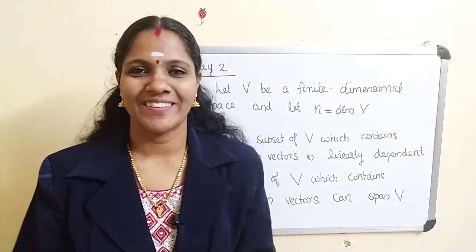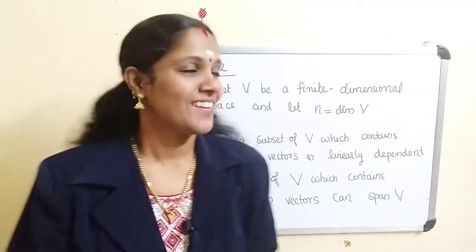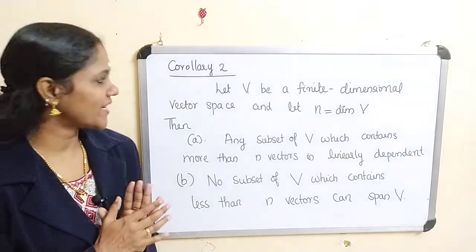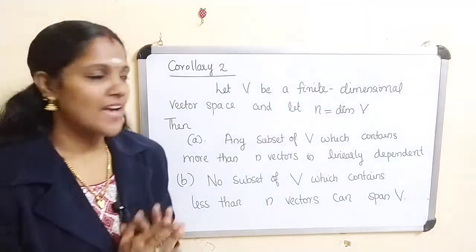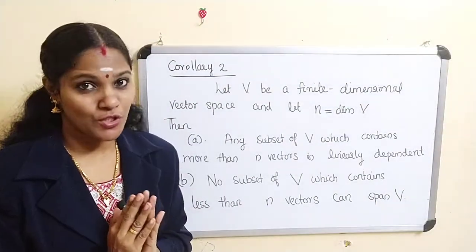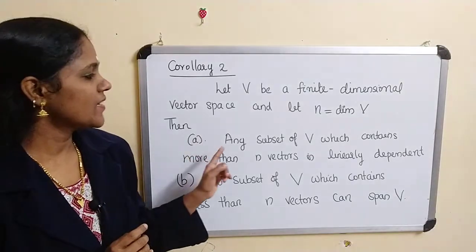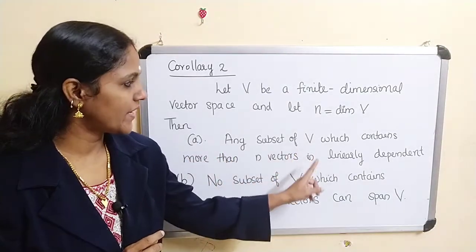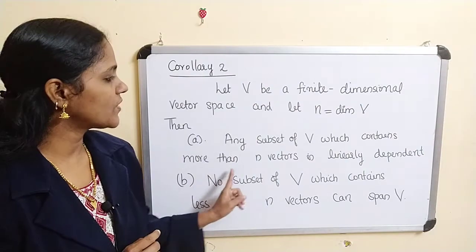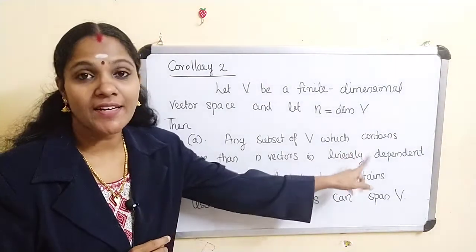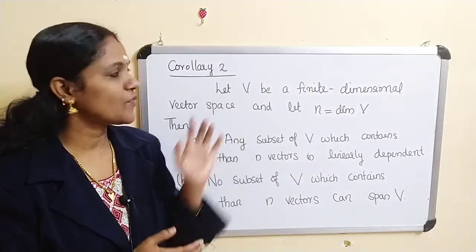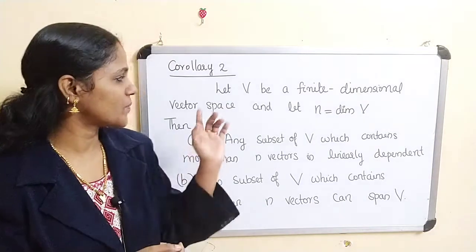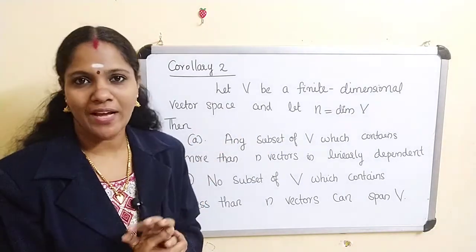Now moving to the next corollary. Let V be a finite dimensional vector space and let n equal the dimension of V. Then any subset of V which contains more than n vectors is linearly dependent.